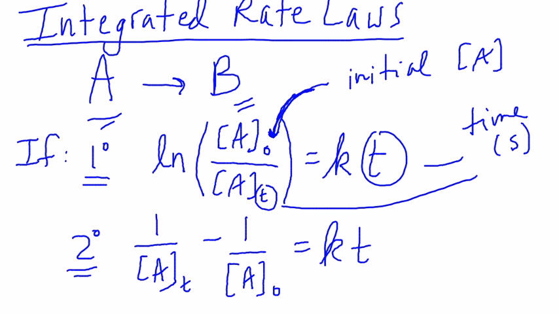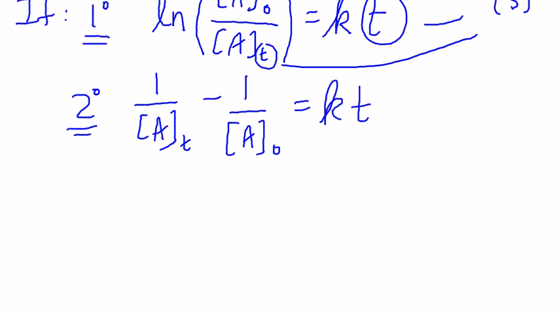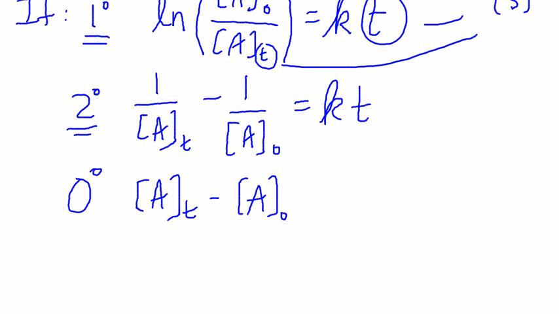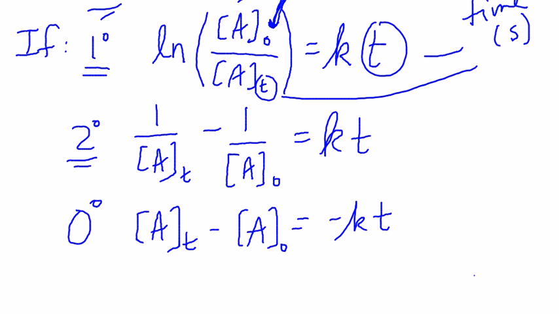If it is a zero order reaction, we use the integrated rate law of A at time t minus A naught is equal to minus kt. So these three expressions, zero order, first order, and second order, are known as the integrated rate laws. Unfortunately, you just have to memorize them for the test.